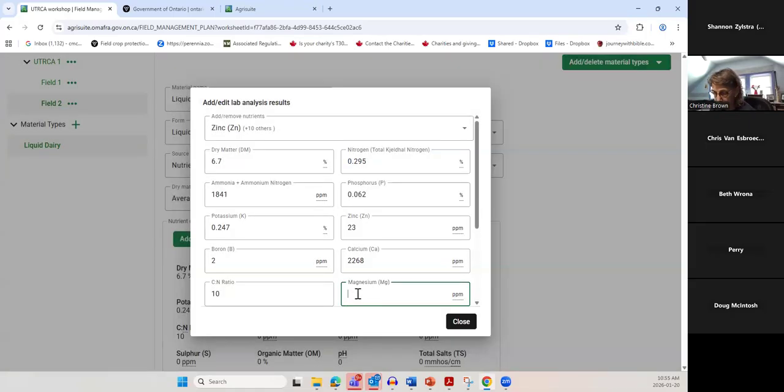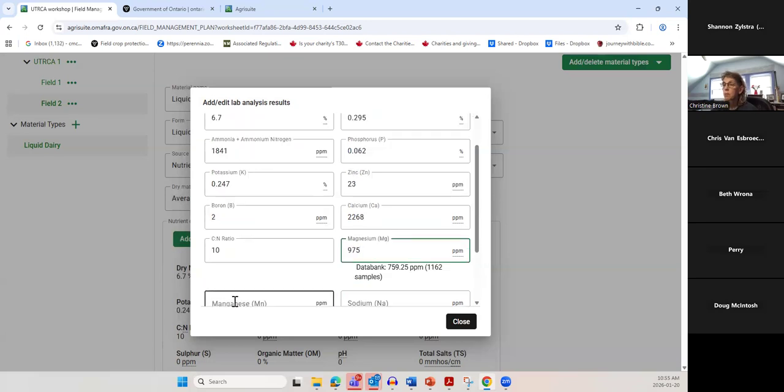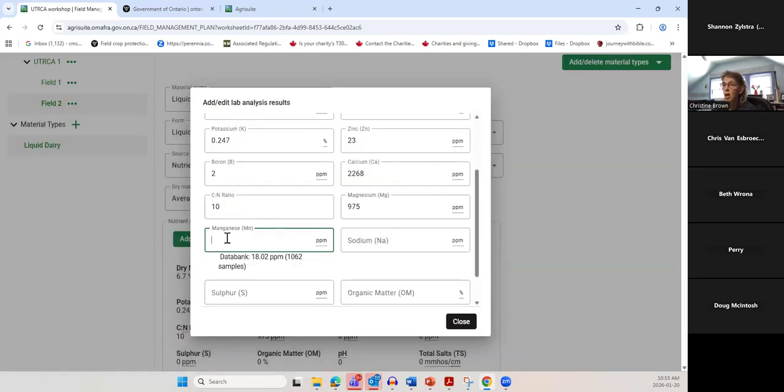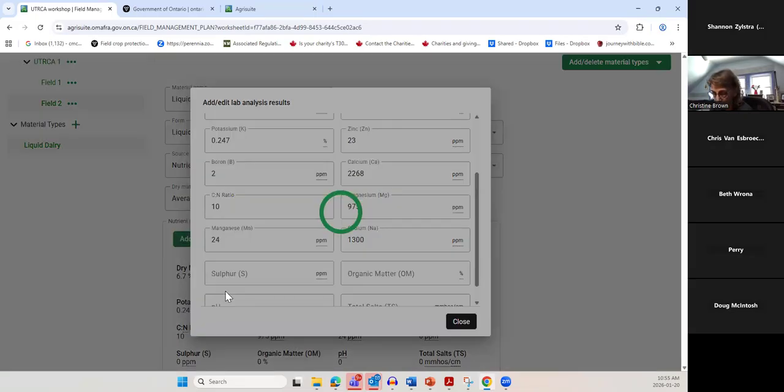And magnesium. So this takes a little bit of time. I usually like to have this done ahead of time, but for the purposes of going through this. Sodium is another one that's often in percentage. So 0.13% is 1,300 parts per million.